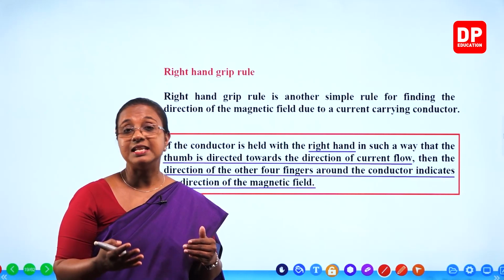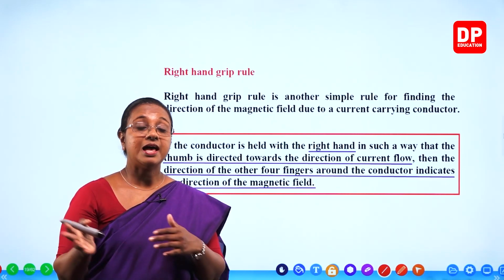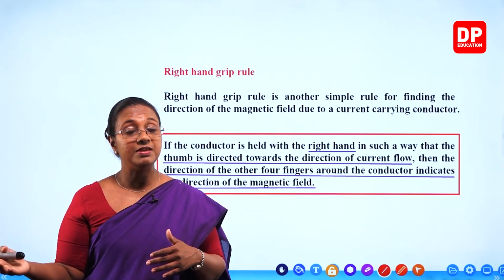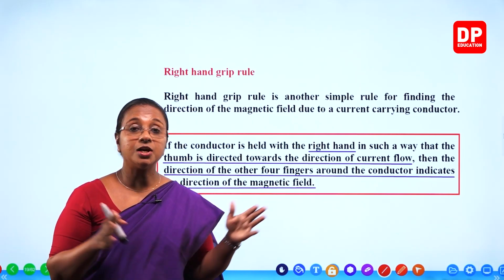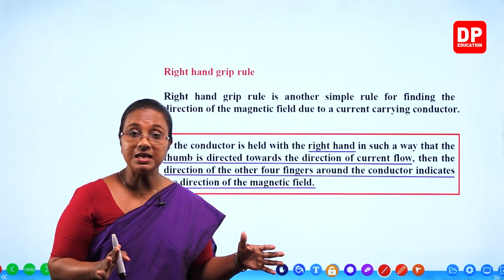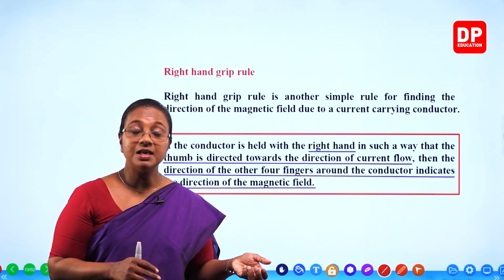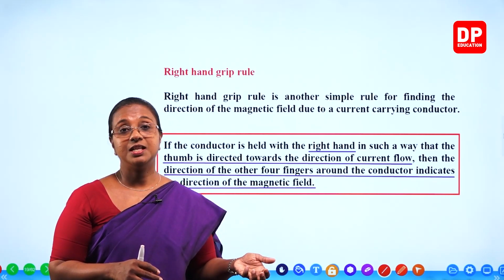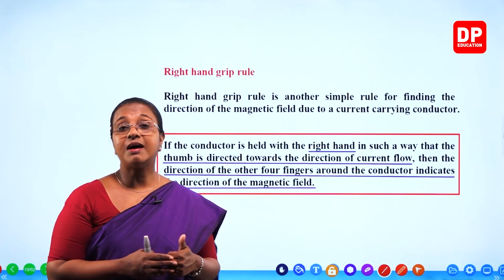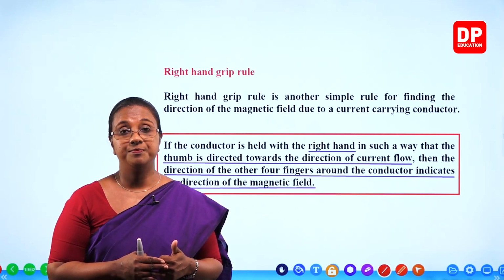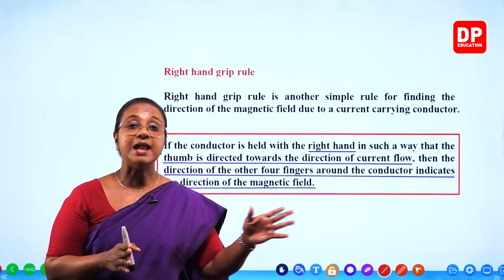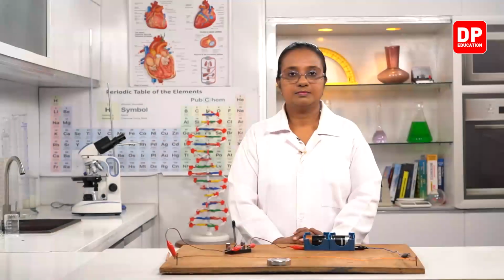But to understand this more clearly, like I did before with the previous activity where we had the copper wire conductor AB, we use the compass. With that same activity, I will explain this right hand grip rule as well. So let's go to the lab and do the activity now.